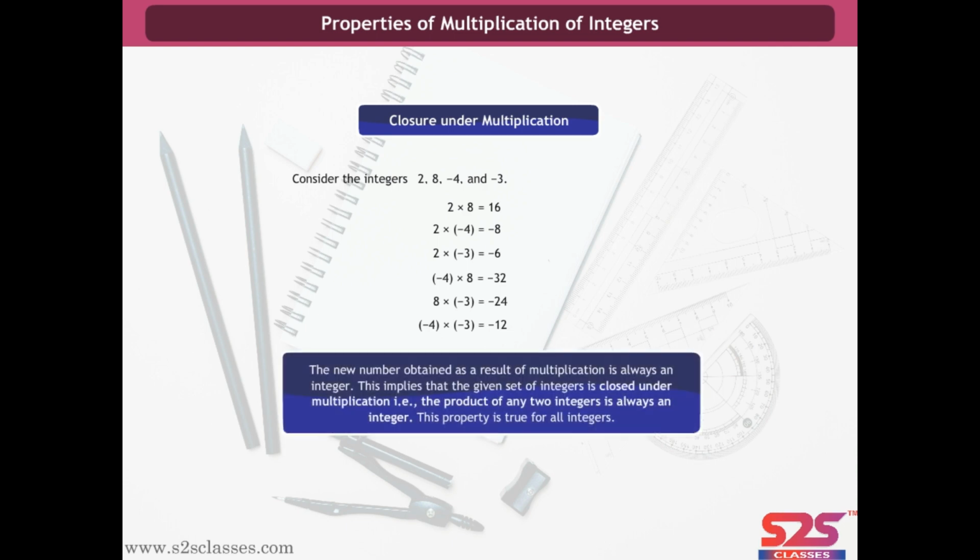What do you observe? We observe that the new number obtained as a result of multiplication is always an integer. This implies that the given set of integers is closed under multiplication. That is, the product of any two integers is always an integer. This property is true for all integers.